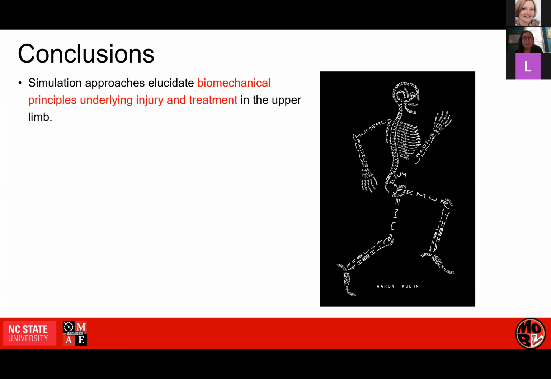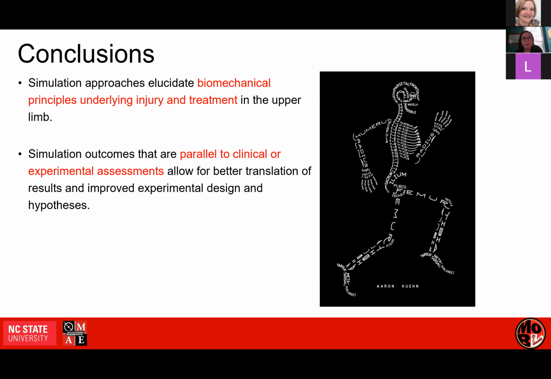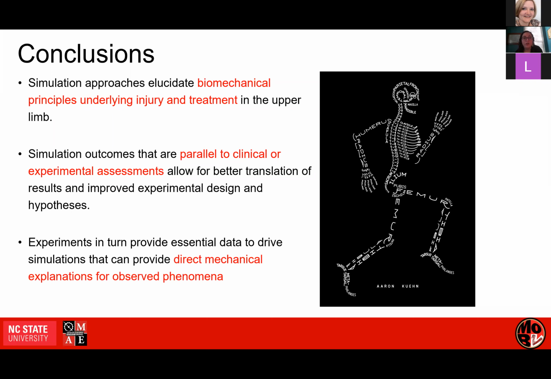So in conclusion, our simulation approaches elucidate biomechanical principles underlying injury and treatment, especially in the upper limb. We specifically choose outcomes that are parallel to clinical or experimental assessments so that we can have translation of results and improve our experimental design and hypotheses. And in turn, we use our experiments to provide essential data to drive our simulations and ultimately provide direct mechanical explanations for observed phenomena.